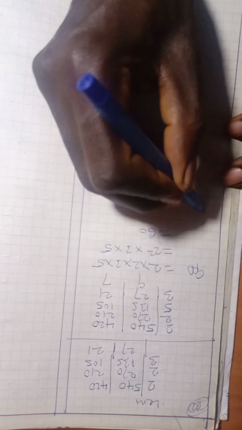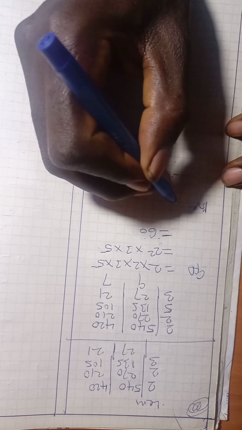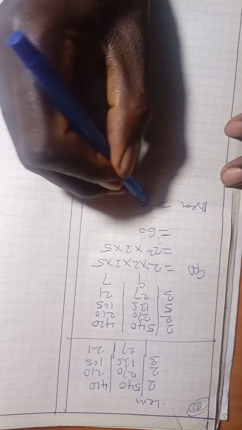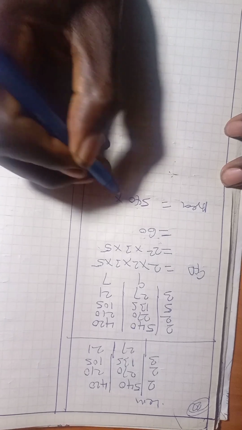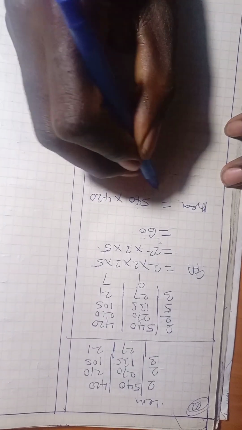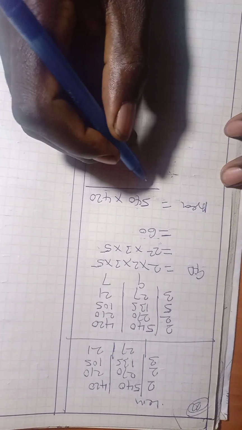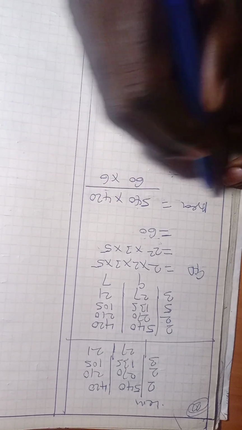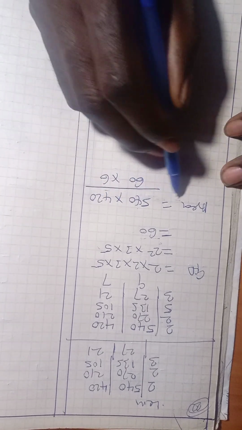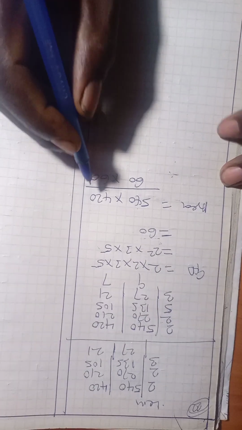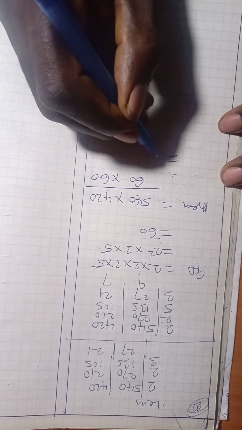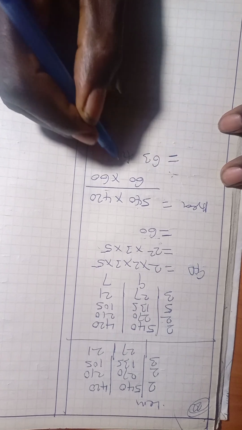Now we know the area of that floor. The area of that floor will be equal to 540 multiplied by 420. And now the area of the tiles will be equal to 60 times 60. Now if you take the area of the floor divided by the area of the tiles, you will get the number of tiles that can fit that floor, which gives us 63 tiles.